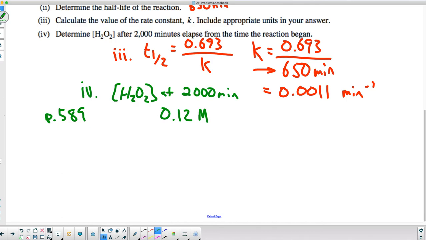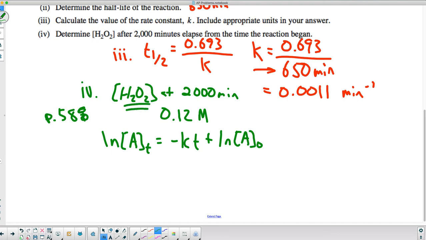There is an equation at the top, actually, of 588, and 588's equation looks like this. The natural log of the concentration at time t equals negative kt plus the natural log of the concentration at time 0, which means the initial concentration. Now, I'm looking for the natural log of this concentration. The time is 2,000 minutes. I know what my K is because here's my K from the previous problem.